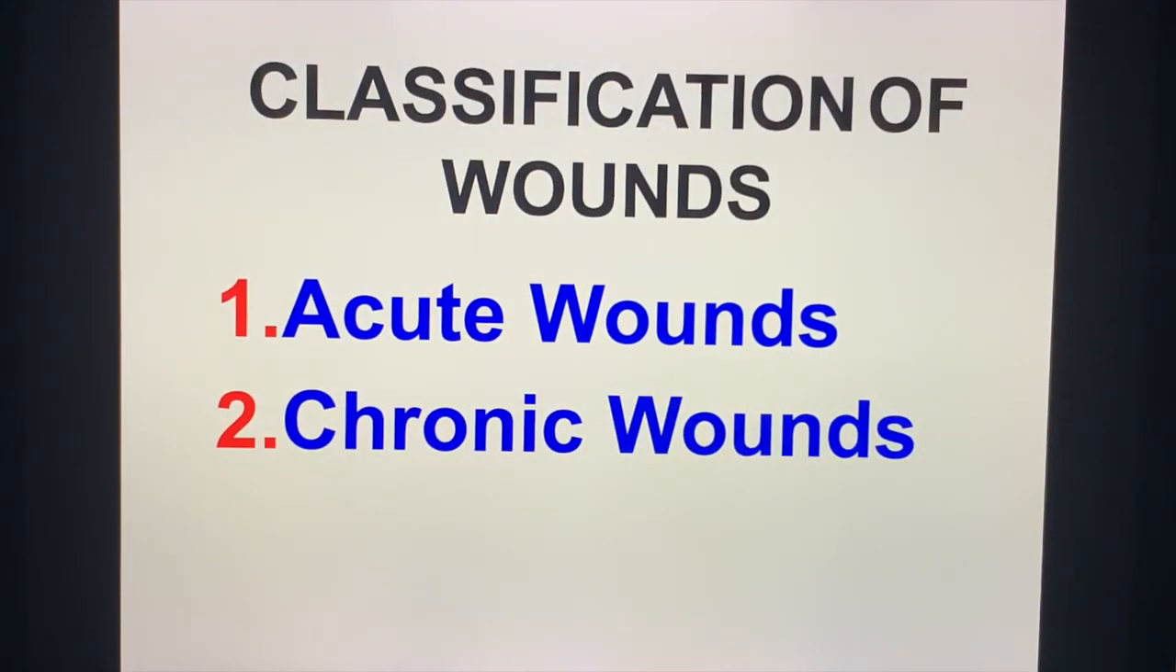Now, let's start the ball rolling. There are two classifications of your surgical wounds. We have the acute wounds and we have the chronic wounds. So for the classification of wounds, we have acute, then we have your chronic wounds.